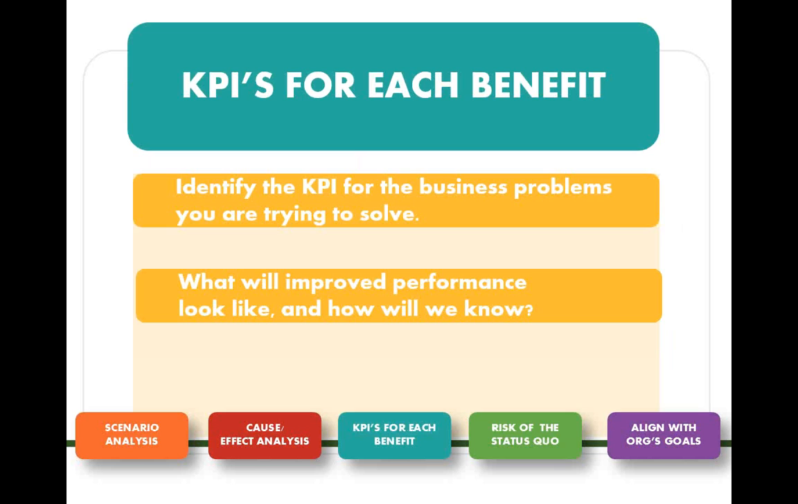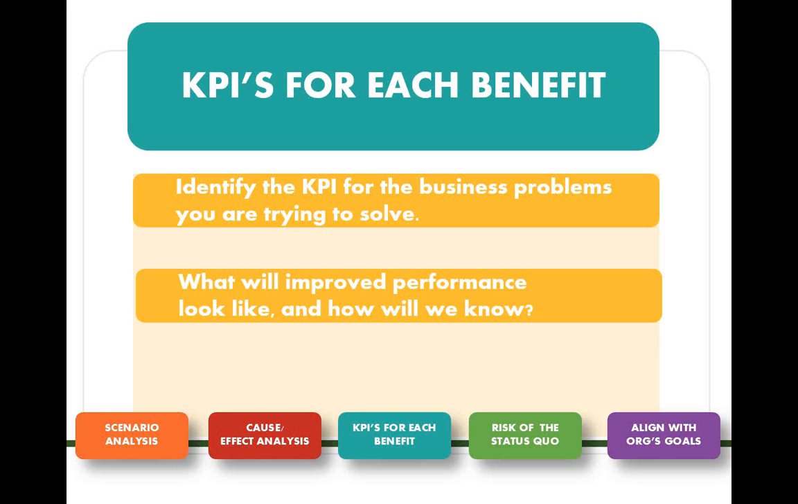What are the key performance indicators for each benefit that we expect to see from the training program? So we want to identify the key performance indicator for the business problems we're trying to solve. So what are they going to be, and what will improved performance look like, and how will we know? That's kind of what these first three elements of the business case are about: the scenario analysis, the cause-effect analysis, and the key performance indicators. And that really answers those questions. What will improved performance look like, and how will we know it?